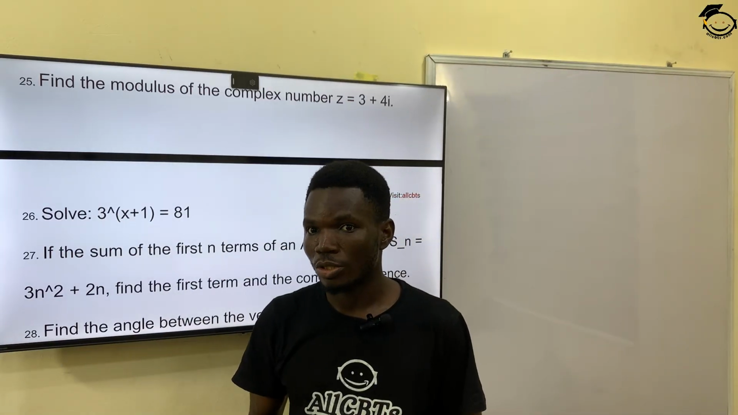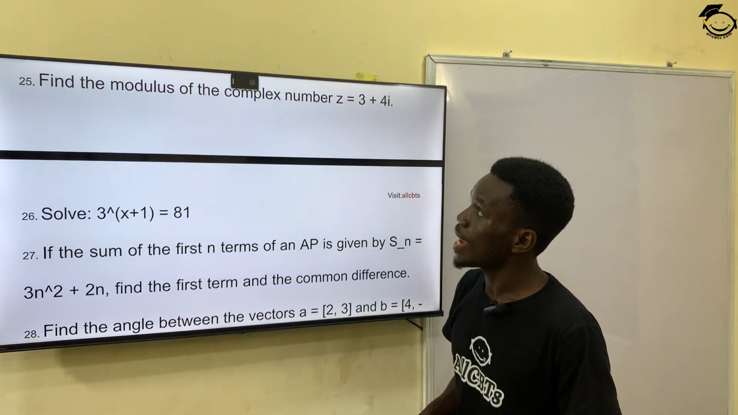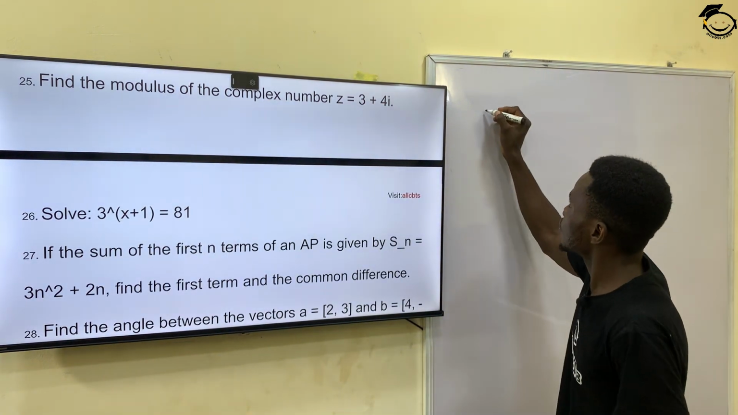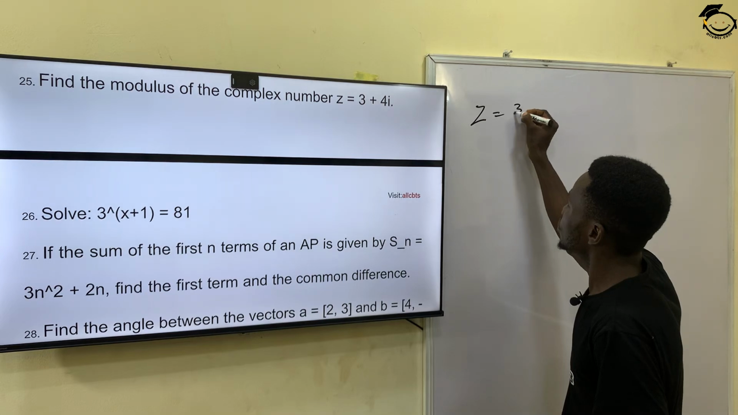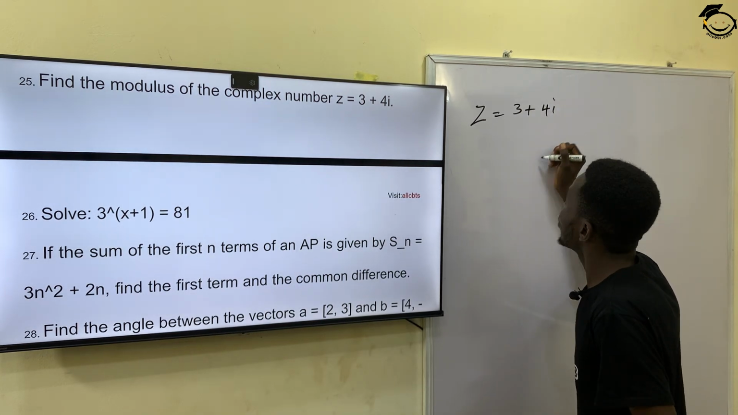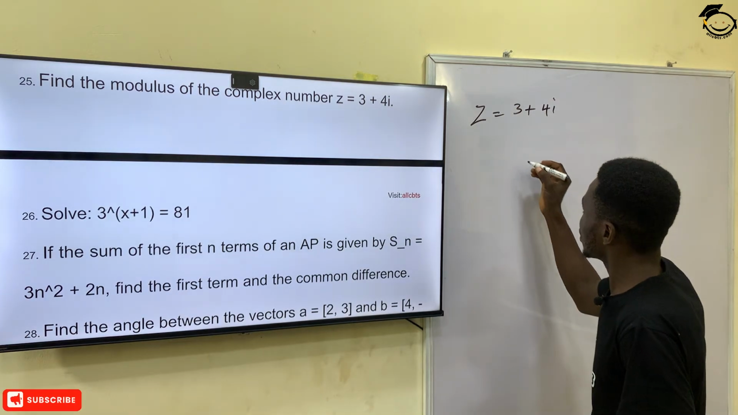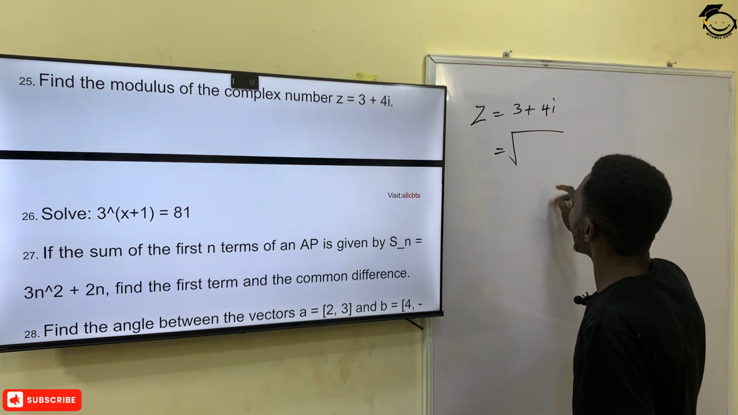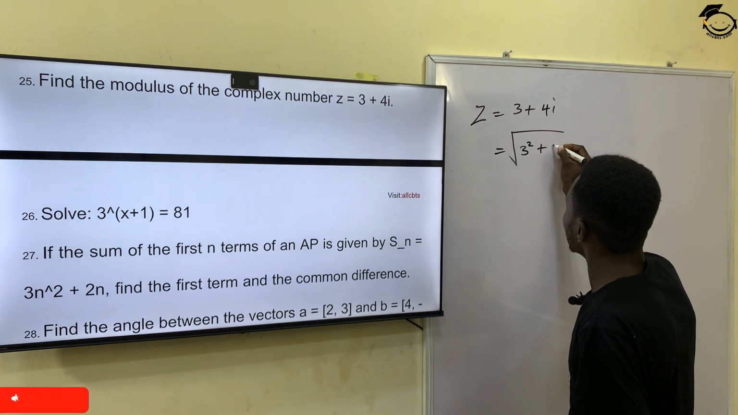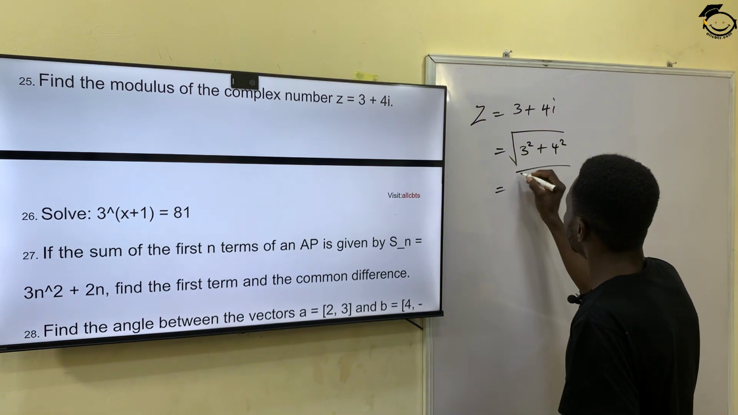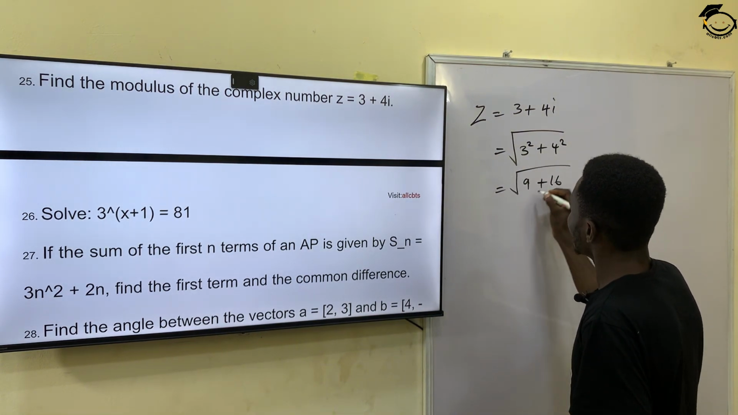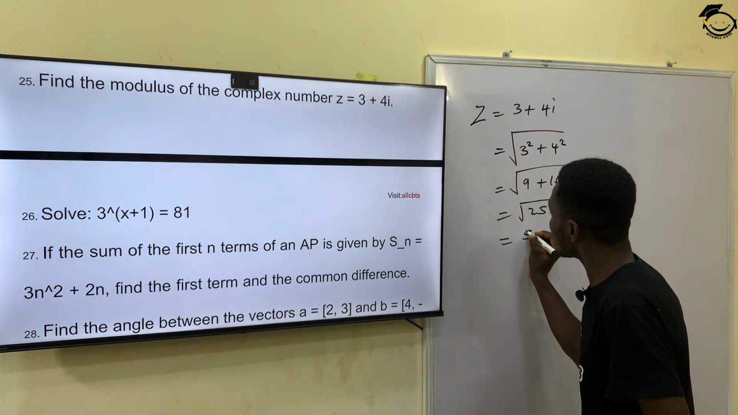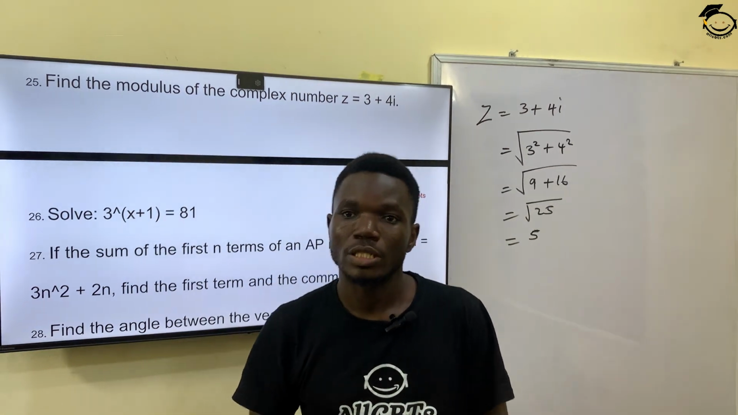So that is the next question, which says find the modulus of the complex number z equal to 3 plus 4i. So for us to solve this question, all you have to do is tell them that the modulus therefore is equal to the square root of these two coefficients. So I have what? 3 squared plus 4 squared, and that will give me the square root of 9 plus 16, and that will give me the square root of 25, and the answer is 5. So the modulus of this complex number z is 5.